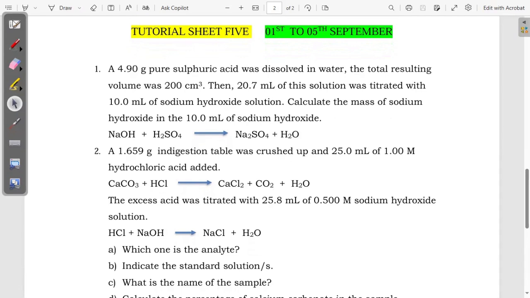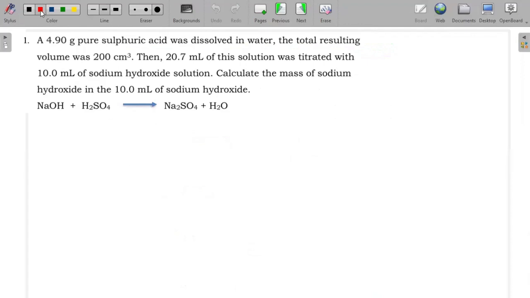So let's start solving question 1. Question 1 says 4.9 grams of pure sulfuric acid was dissolved in water. The total resulting volume was 200 cubic centimeters. Then 20.7 milliliters of this solution was titrated with 10 mLs of sodium hydroxide solution. Calculate the mass of sodium hydroxide in the 10 mLs of the sodium hydroxide. And they have even given us the chemical equation there.